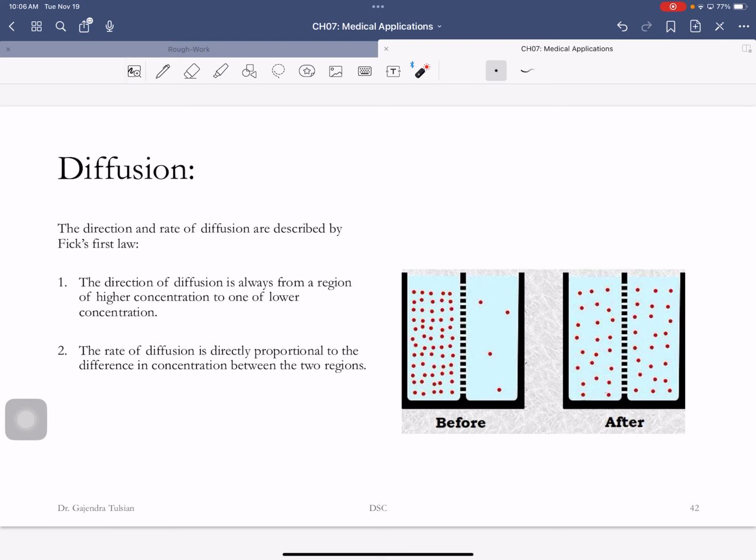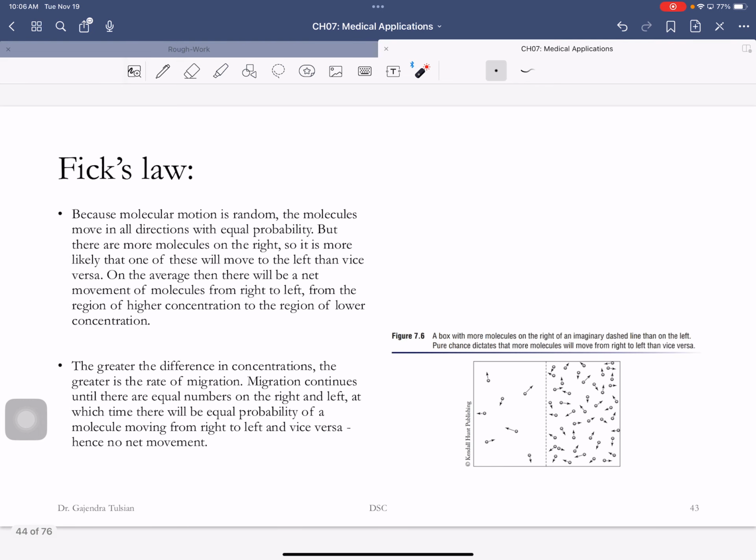Now, if you look at this diagram again, now the concentration is even. Is there any more diffusion happening? There's no net flow, but molecules are still moving in either direction. So there's no net flow of material. In this diagram, there's a higher concentration here, and there'll be a net flow from here to there. Molecules are moving from here to there as well, but overall, there are more molecules moving from right to left.